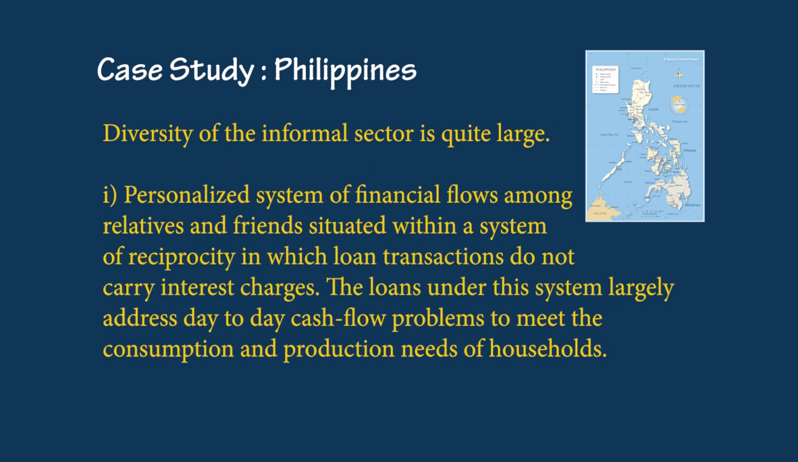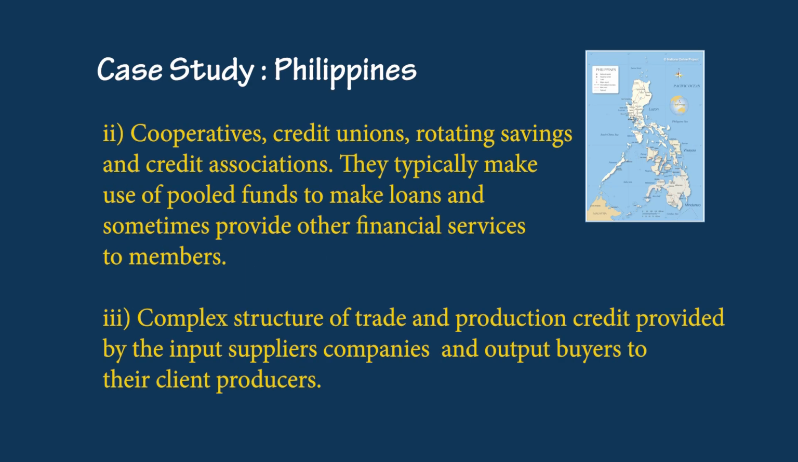The informal sector is significantly diversified. There is a personalized system of financial flows among relatives and friends, which largely addresses day-to-day cash flow problems to meet consumption and production needs of households. Now, these loans are given without any interest. At the same time, cooperatives, credit unions, rotating savings and credit associations use pooled funds to make loans and sometimes provide other financial services to their members.